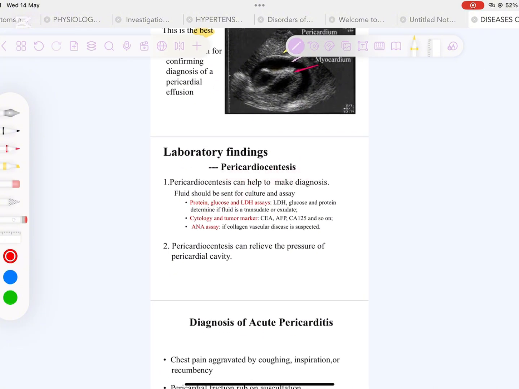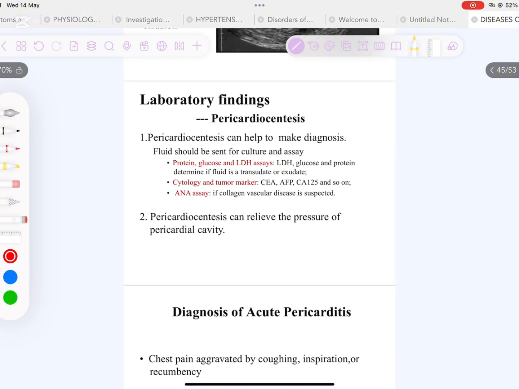Pericardiocentesis: you put a needle in and bring out the fluid, so you check out the fluid. It can help to make a diagnosis. Fluid should be sent for culture and assay: protein, glucose, LDH. It will determine whether the fluid is exudative or transudative. An exudate would denote infection more because it has more protein than a transudate.